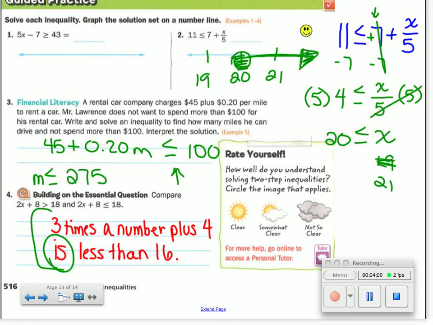So therefore, I can write 3 times a number plus 4. Now the is telling me I need to put a symbol in there. So is less than, all right, well it's less than 16. So the is, I'm trying to show you a helpful way to help you know where to put your symbol.